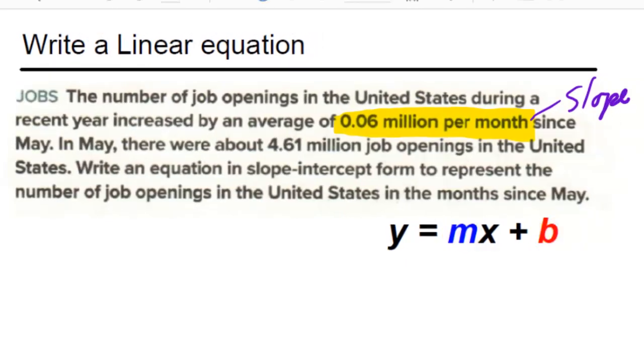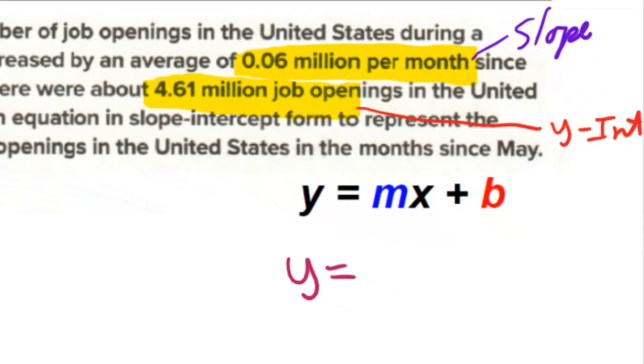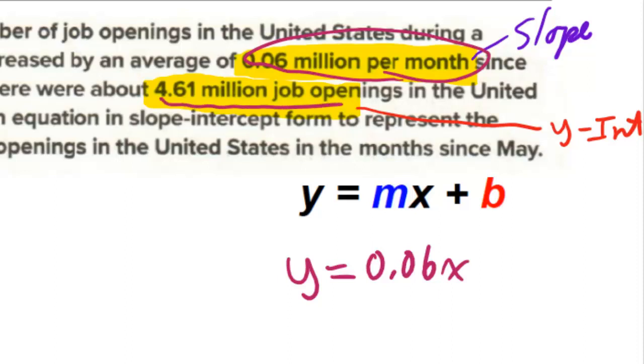And that occurred since May. In May, there were about 4.61 million job openings. So that's your starting amount. So this part right here represents our y-int, or y-intercept. So our equation will be y equals, and then the slope was the rate of change up here, which is 0.06 x, plus the starting amount of 4.61, so that's our y-intercept of plus 4.61. And we don't have to use the x and the y in the problem.